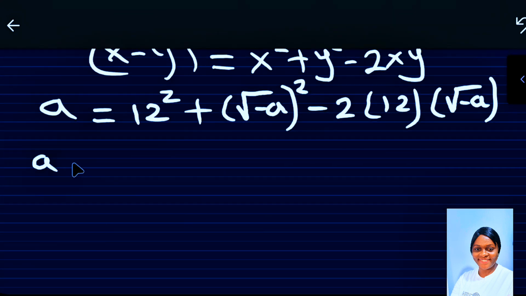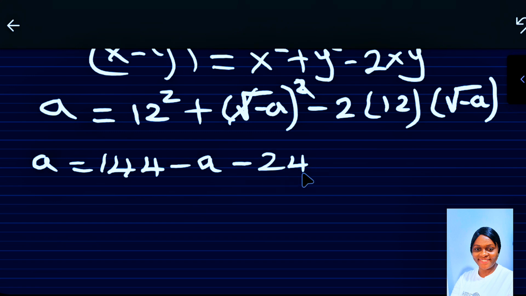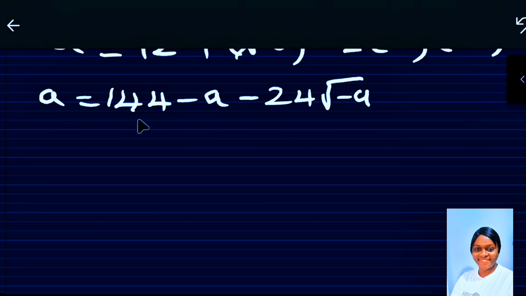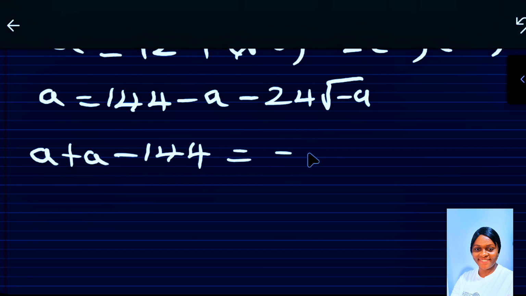So from here, a will be equal to 12 squared is 144. Then this square here will cancel out this square root, and plus times minus will give us minus a. Then minus 2 times 12 is 24, then square root of minus a. This is what we have. So from here, we are going to take transpose of this 144 and minus a. If we do that, in the left hand side, we'll have a plus a, this negative a here. Then this is positive here, it becomes negative 144. Then this equals minus 24 square root of minus a.